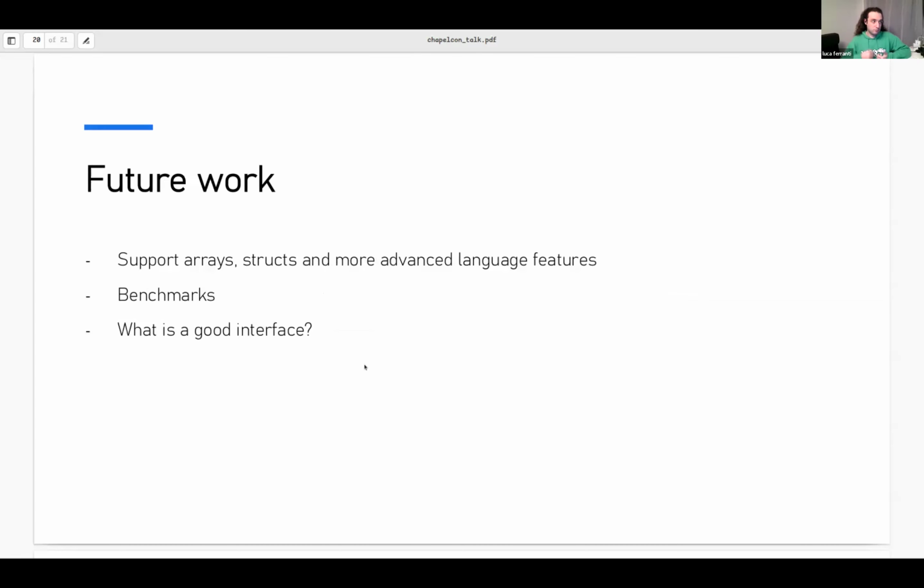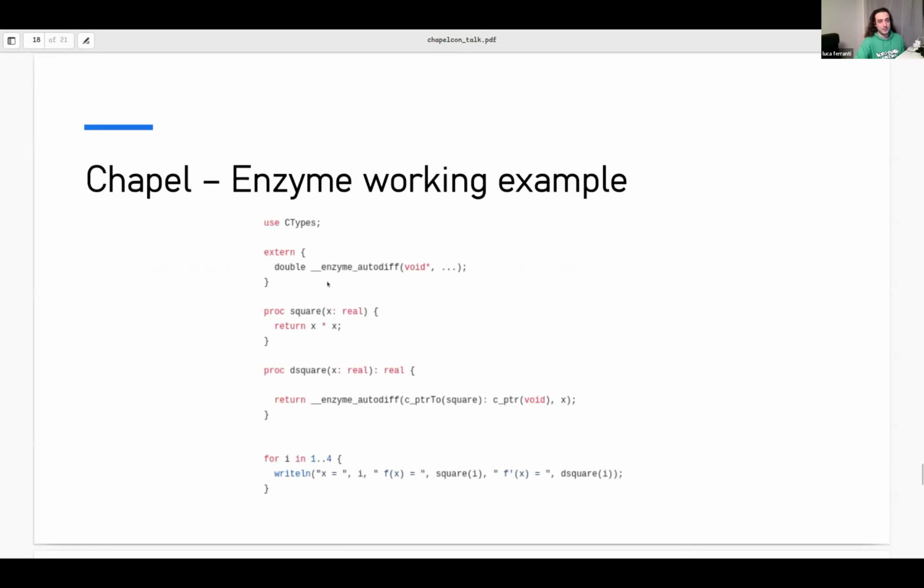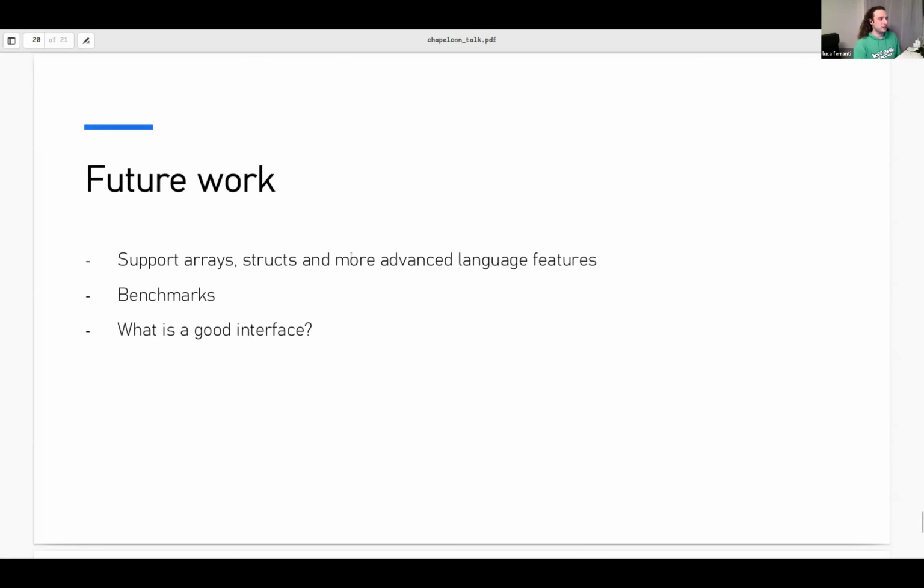It should work with more generic functions, which I have no idea how to do because I don't know how to convert them to a C pointer, but that's a bunch of work. Benchmarks, of course, because there's no point if I do it so poorly that it's slow. So benchmarking should be part of the design to make sure that it works. And also, what is a good interface? If I look at this code, I don't want to have to write it manually. So should this part be generated by the compiler? It's not clear to me what idiomatic Chapel code or good looking Chapel code using Enzyme should look like.